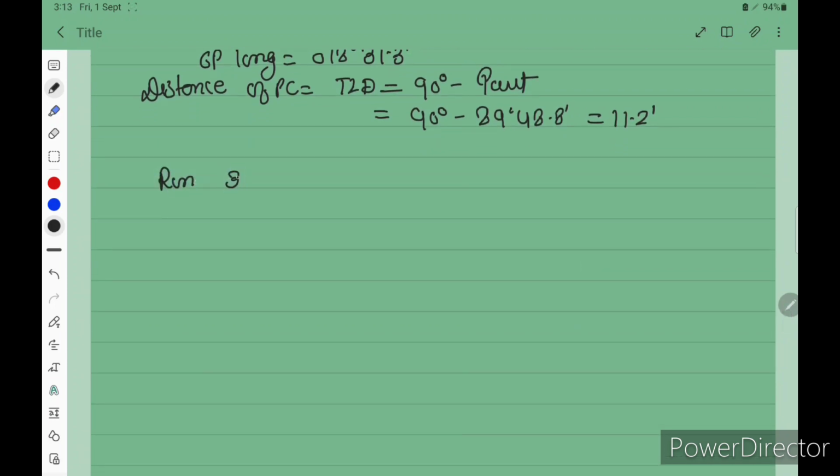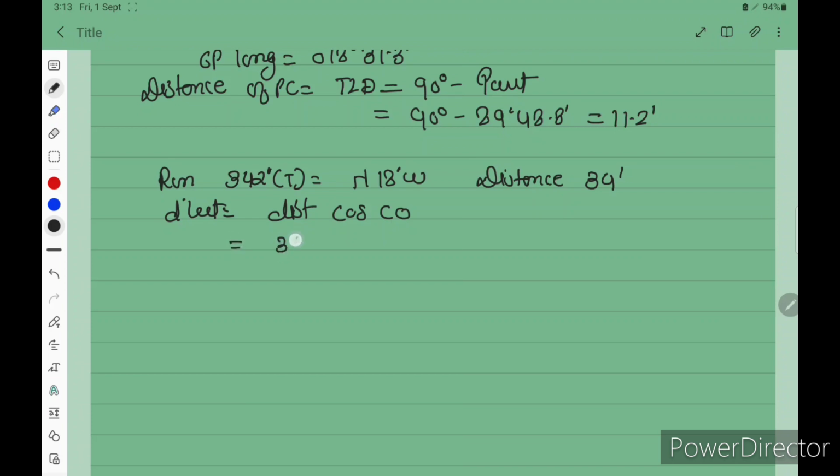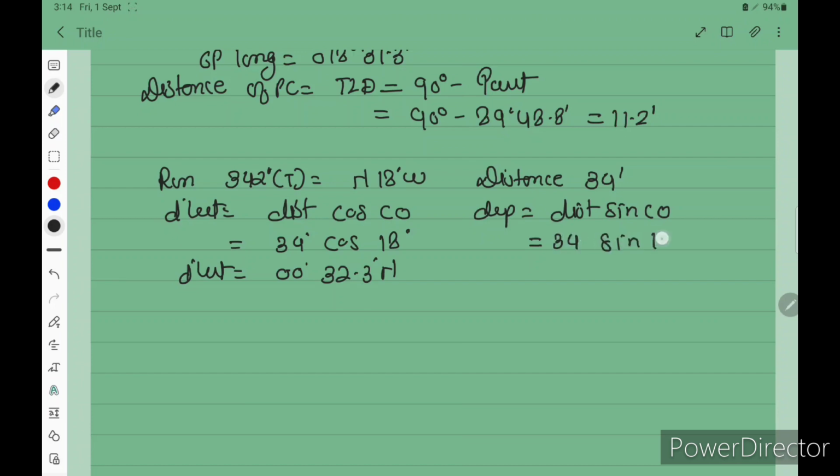Now we have to apply the run. So run course is 342°, so convert into quadrant form, and distance is 34 miles. So we calculate D lat is equal to distance into cos course. So this is 34 into cos 18°. So we get the D lat is equal to 00° 32.3' north. Okay, departure is equal to distance into sine course. Distance is 34 into sine 18°, so we get 10.506.